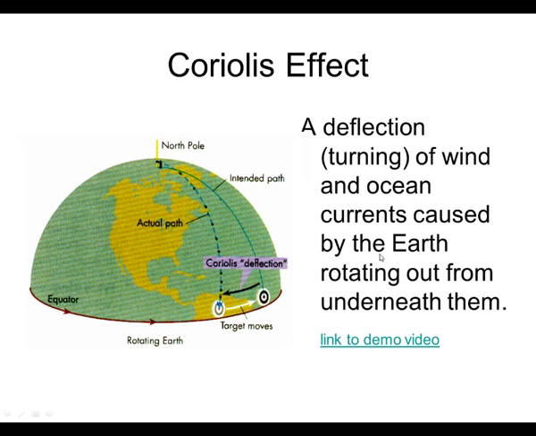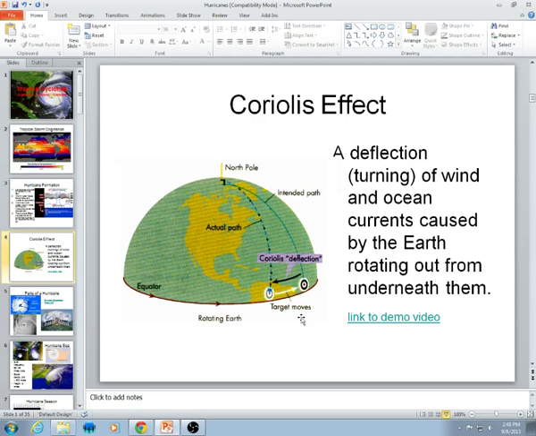The Coriolis effect is a deflection, or turning, of wind and ocean currents caused by the Earth rotating out from underneath them. And I want you to watch just a little clip from this video first, so you can really see kind of what it looks like, this Coriolis effect.